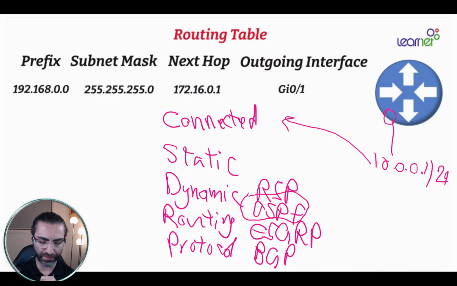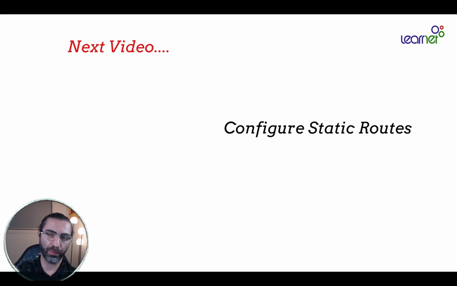So our routes are either going to be a connected route, a static route, or a route that is coming from one of these routing protocols. Alright guys, this was today's video. In the upcoming video, I'll show you how you can configure static routes on routers.